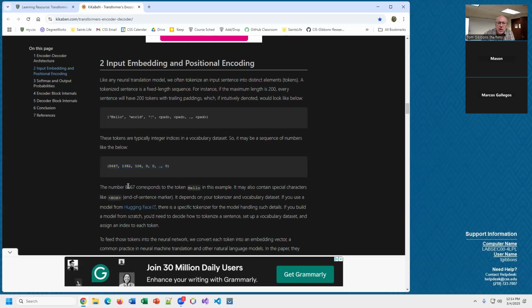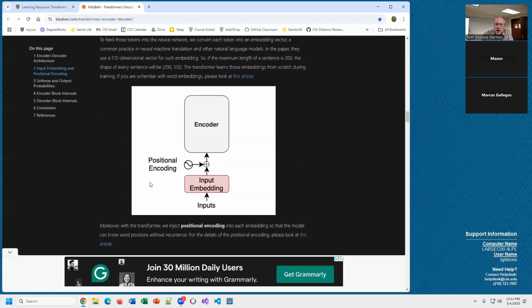Now here they're doing each word is one number. So here they're saying token 8667 corresponds to hello. And initially we did that. We just assigned one number to each word, or as a token. Nowadays we assign a whole set of numbers. So we'll talk about that more in a little bit, breaking that down here.